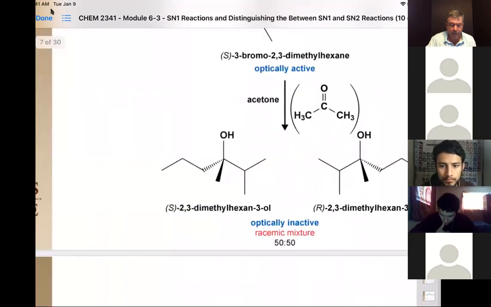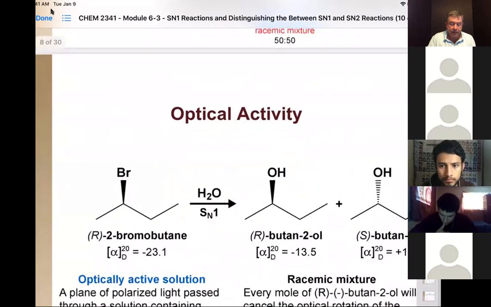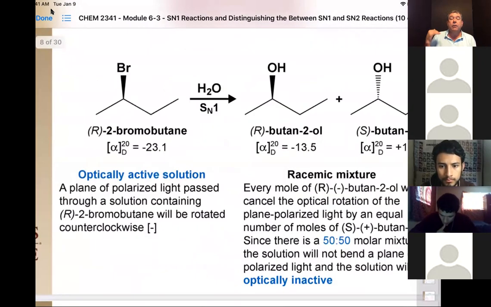Okay. So that being said, whenever we look at a reaction, we can actually measure the optical activity at the end. If we started with an optically active species and we wanted to know whether we were doing an SN1 or an SN2 reaction, we could just measure the optical activity at the end. If the material is optically active at the end of the reaction, that means it must have gone through an SN2 reaction and inverted that stereocenter.